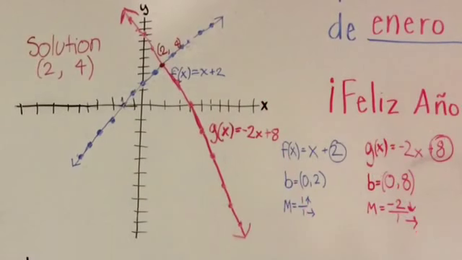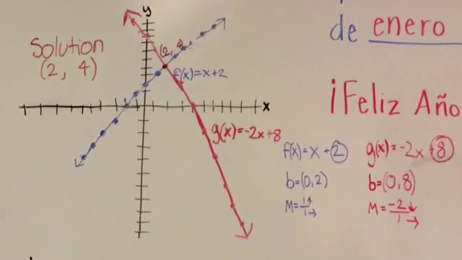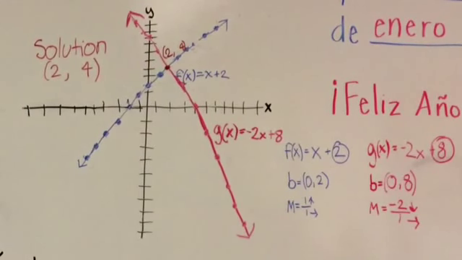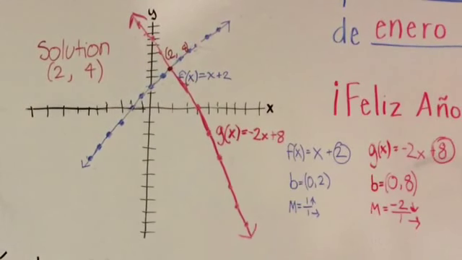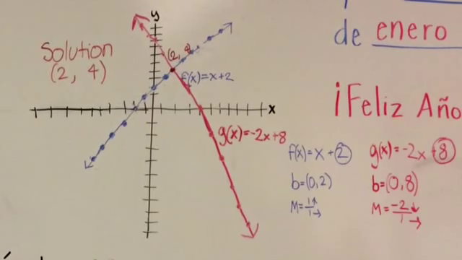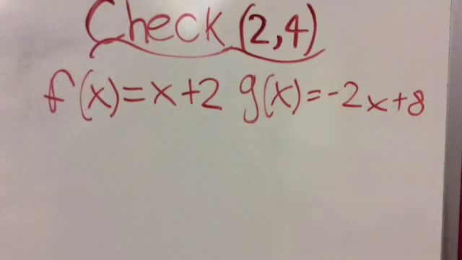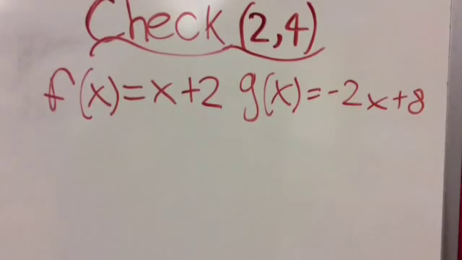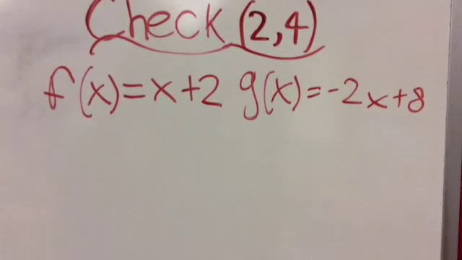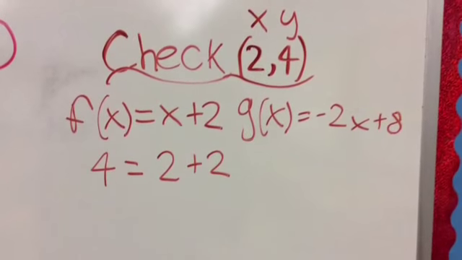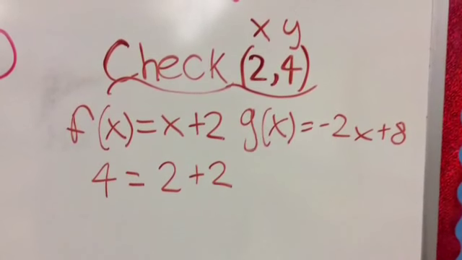The solution of this graph is where the two lines intersect, which is the coordinate 2, 4. This is an independent system since the lines intersect at one point. Now you're going to check to make sure the solution is 2, 4. Plug 2 for x and plug 4 for y.